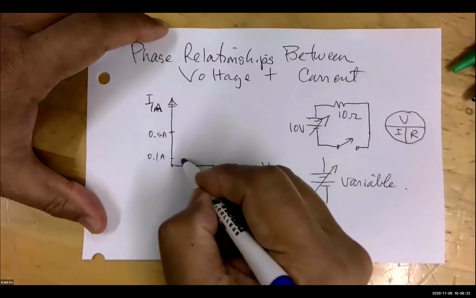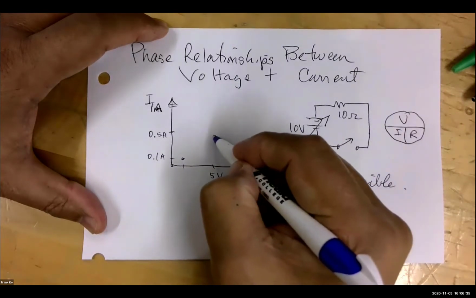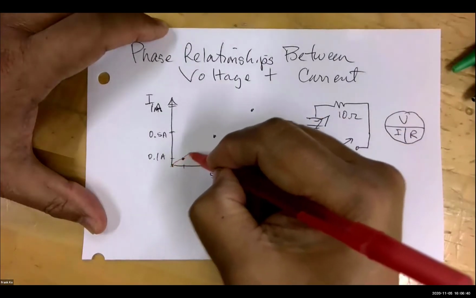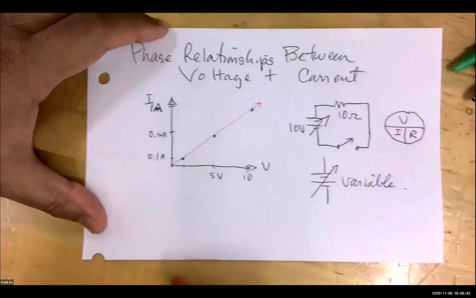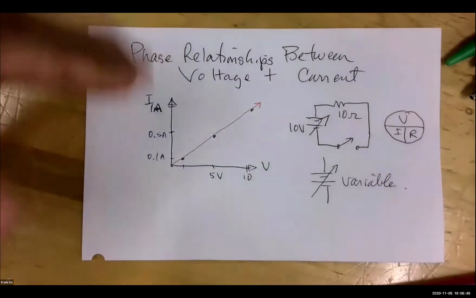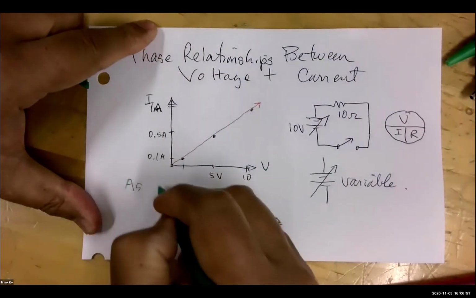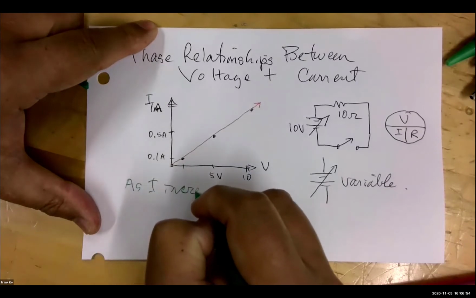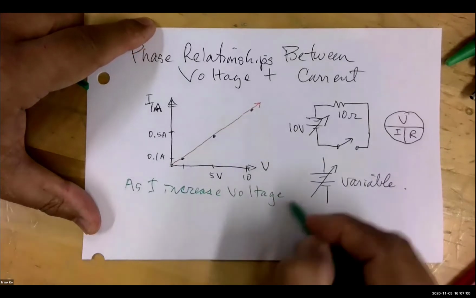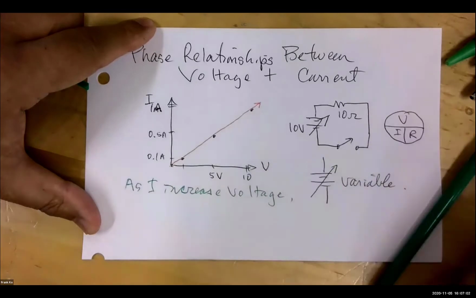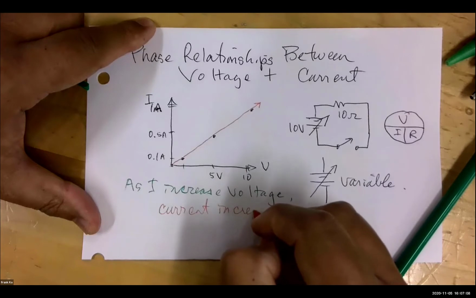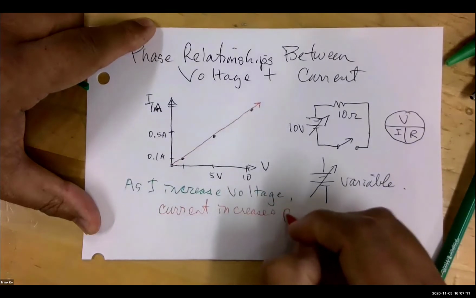So what you do here is you get the visualization right here. If I go to connect the dots, like this, this is a very linear relationship. What this goes to show is this: as I increase voltage, current increases proportionally.